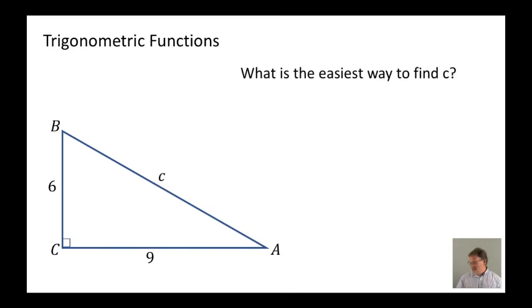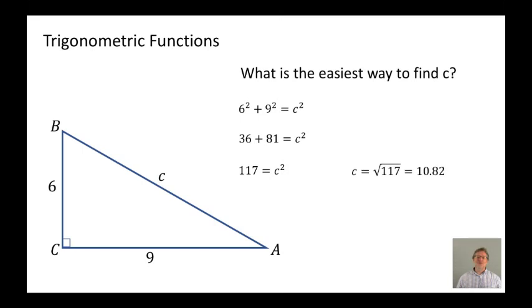What in this case is the easiest way to find c? Well, it's actually just to use the Pythagorean theorem there. A squared plus b squared equals c squared. So 6 squared plus 9 squared equals c squared. That's 36 plus 81, or 117. So c is actually the square root of 117, which for 2 decimal places is 10.82. We didn't have to use trigonometry at all for that, just the Pythagorean theorem.